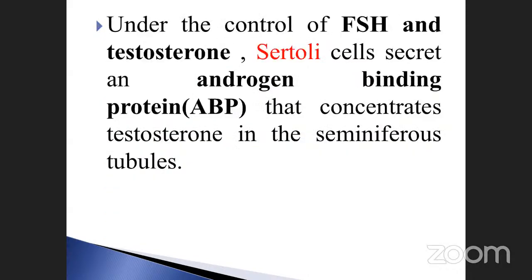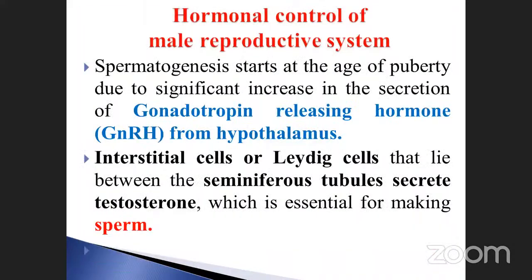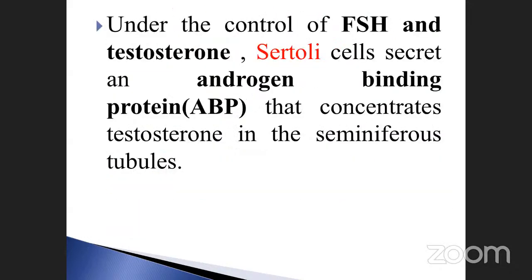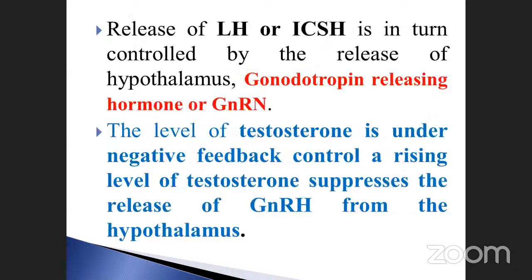First, which one are we studying? See that? Spermatogenesis starts at the age of puberty due to the significant increase in the secretion of gonadotropin releasing hormone from the hypothalamus. This was controlled by the activity of what are they? What are they? Estrogen, also negative feedback controlling, the rising level of testosterone suppresses the release of GnRH. So this is also a reversible activity.